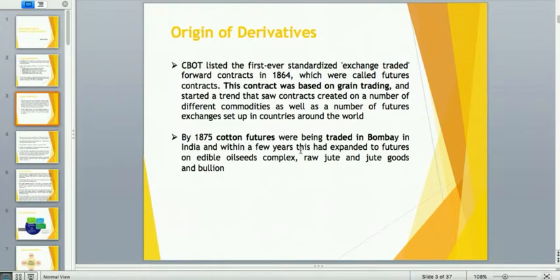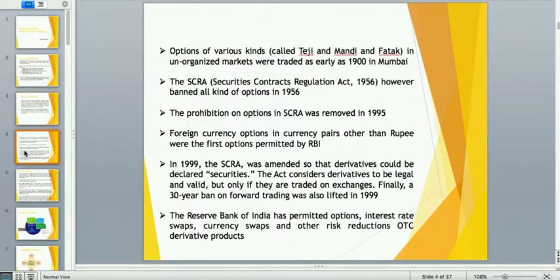And obviously, like I said earlier, commodity derivatives are more popular in India, so this expanded to various other agricultural products being traded on derivative markets through futures contracts, be it edible oil seeds, raw jute goods, bullion, and various other things. Then again, just a little more background of where it is all coming from. A lot of underlying assets were traded through derivative contracts in unorganized markets as early as 1900 in Mumbai. I'm going to make clear the concept behind unorganized in the upcoming slides.